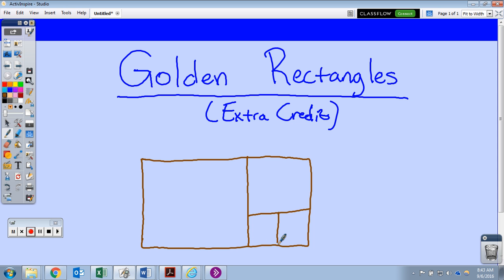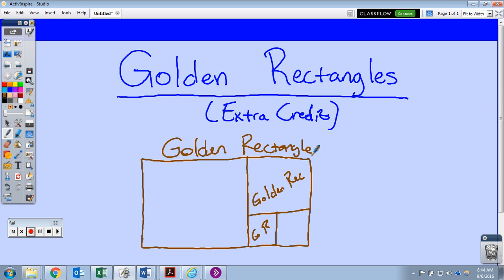Let's go back. So here would be another golden rectangle. Here would be another one. And this whole rectangle would be a golden rectangle. It talks about how these shapes, these golden rectangles, appear in various paintings that people who study art notice.